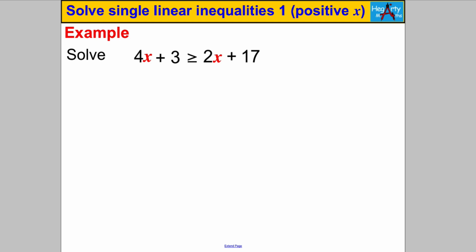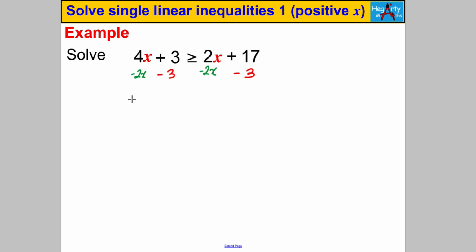We want to find the solutions for x, so we want all the x's on the left hand side together, and we want everything else on the right hand side. So we're going to use the balance method. We're saying there's more x's here, so let me subtract this 2x off both sides. I don't want that add 3 there, so let me subtract 3 off both sides there.